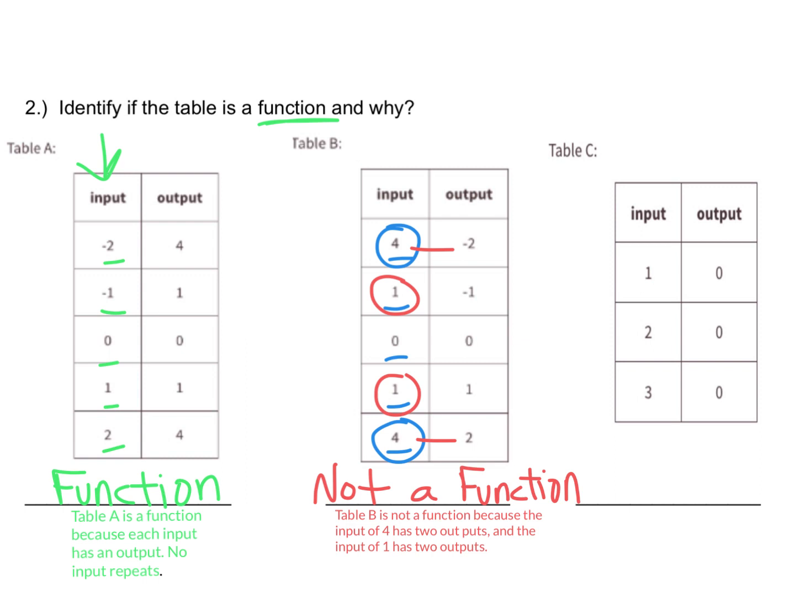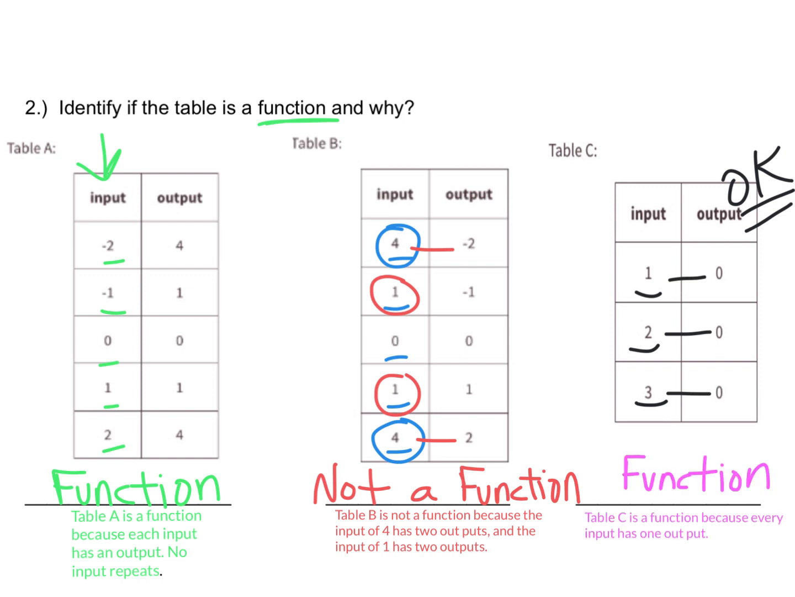And now let's examine table C, our input of 1, an input of 2, an input of 3. This one is a function because they have all different inputs. 1 is paired with 0, 2 is paired with 0, and 3 is paired with 0. It's okay if the outputs are all the same. That's still okay. That still makes it a function. So this one is a function because for every input, there's exactly 1 output. Okay, so a reason similar to this. Table C is a function because every input has 1 output.